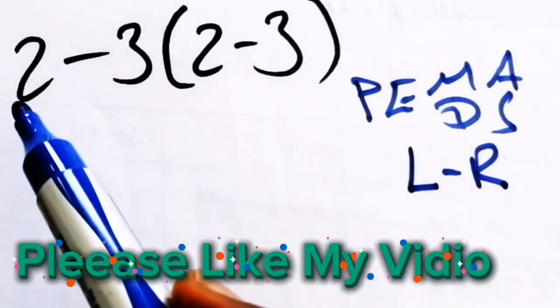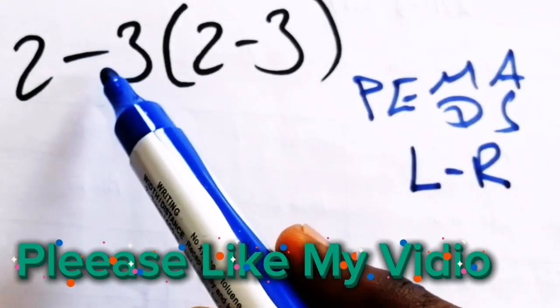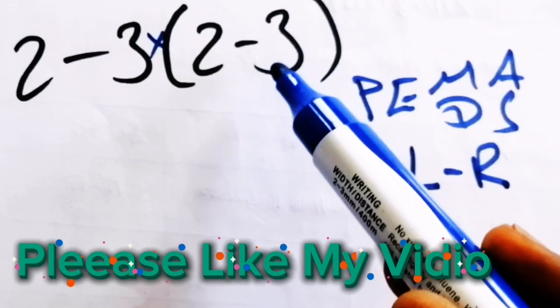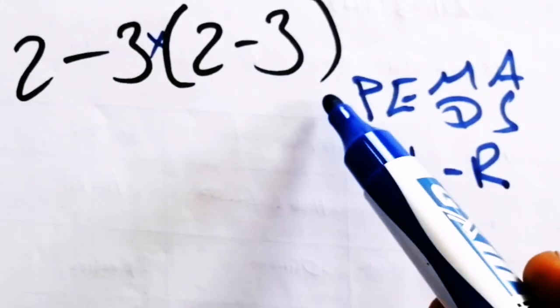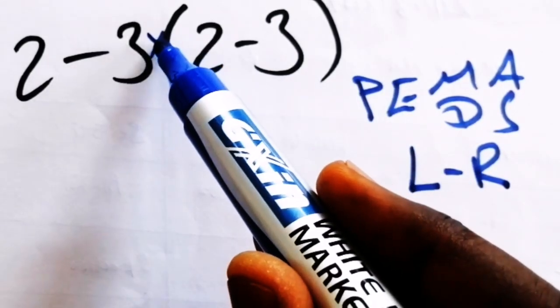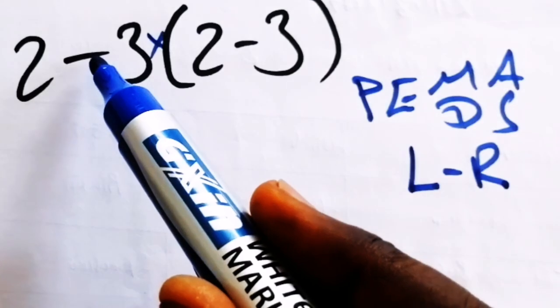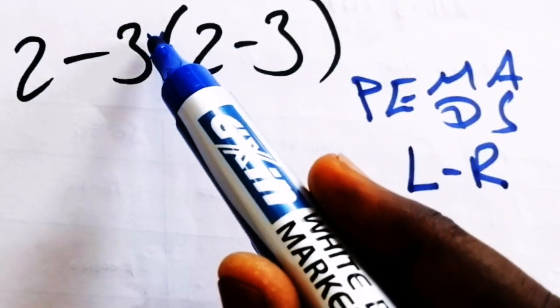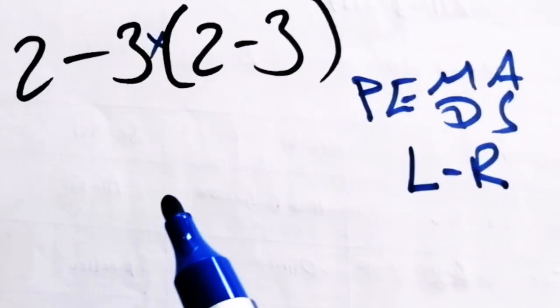Okay. Therefore, in this case, there is one subtraction here, one multiplication here. Inside the parentheses, there is one subtraction. First, we have to do this parenthesis, and next this multiplication, finally this subtraction. If we do this subtraction before this parenthesis or this multiplication, it is wrong.